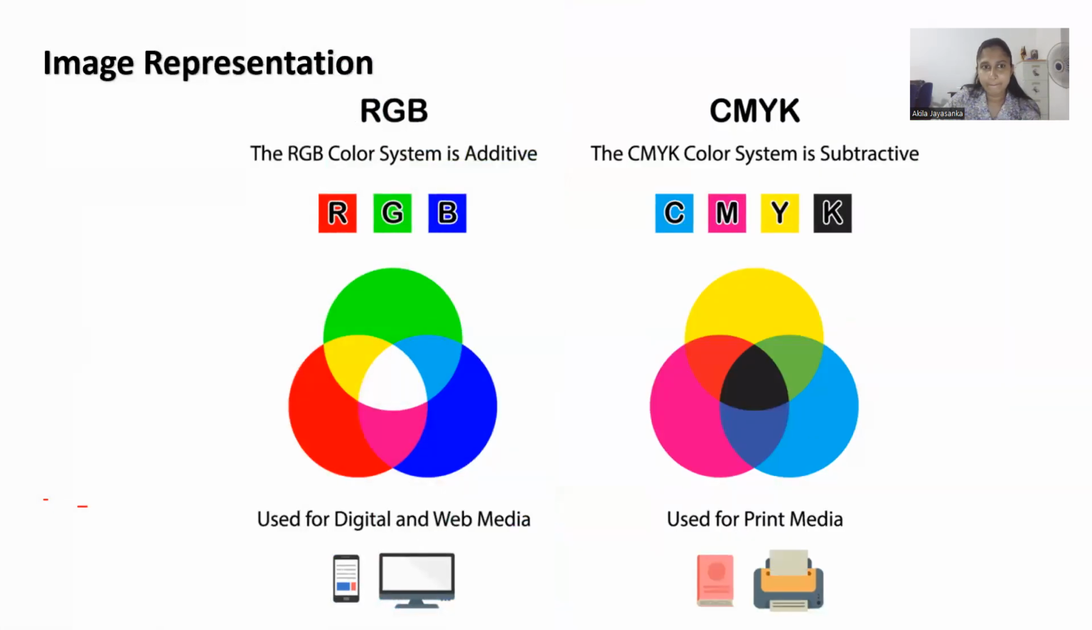Next one. Image representation of the RGB, right? There are 2 types of color combinations, RGB and CMYK, right? The RGB color system is additive and the CMYK color system is subtractive, right? So most of the time RGB colors are used in digital and web media and the CMYK color model is used in print media, right? Okay.